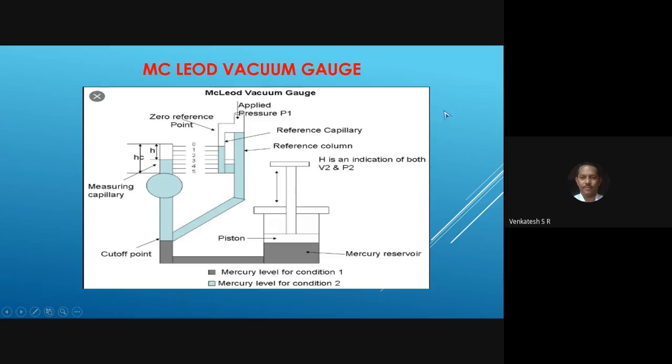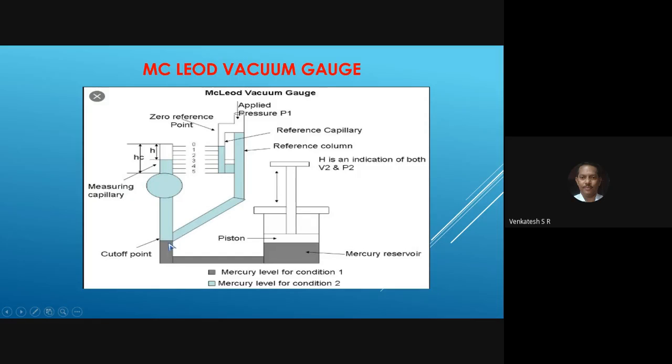Once again, what are the things present in the McLeod vacuum gauge? First, this is the tube where you connect the source, that is the applied pressure P1. Next, you have two capillaries: one is the reference capillary, another is the measuring capillary. In between them there are graduations starting from 0 to 5. The level of the mercury in the measuring capillary indicates the negative pressure.